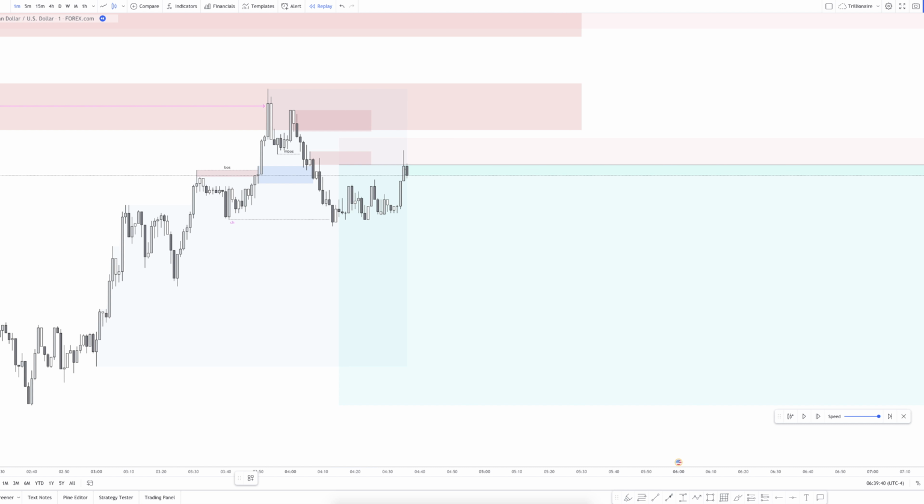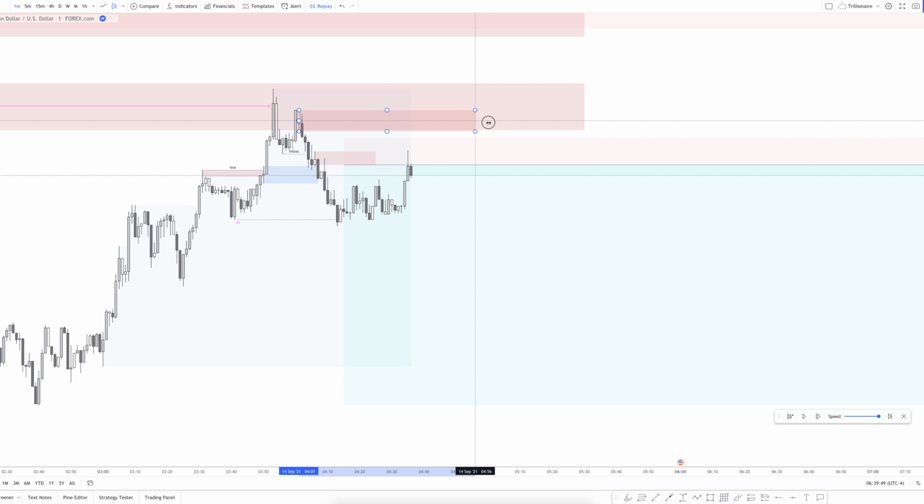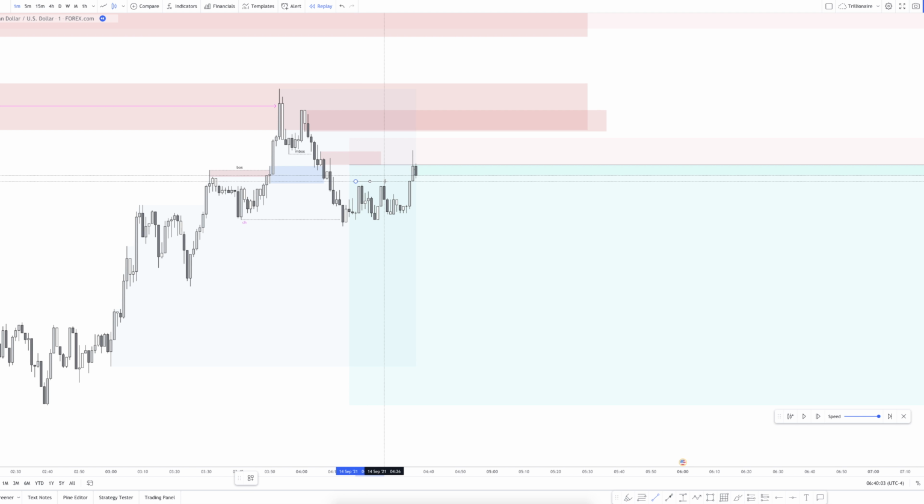So here, okay, we did get tapped in. We have a lot of bullish momentum behind us, right? We may get tagged out here, and if we do, that's fine. We could possibly look for more sells here. We just have to see what happens. This area here, I would want to be swept.